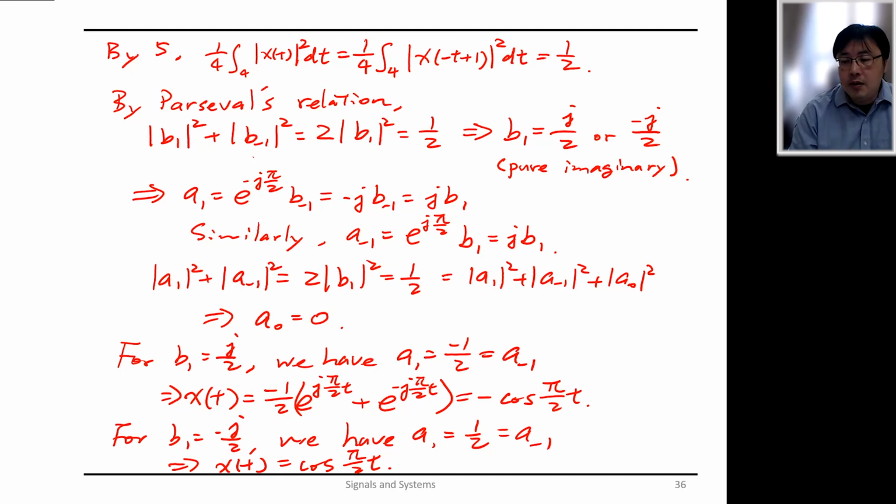So in this example, we showed that by specifying certain properties of the signal and its Fourier series coefficients, we are able to infer what this signal is. And in this particular example, we can infer this signal up to a sign, up to a plus and minus sign.